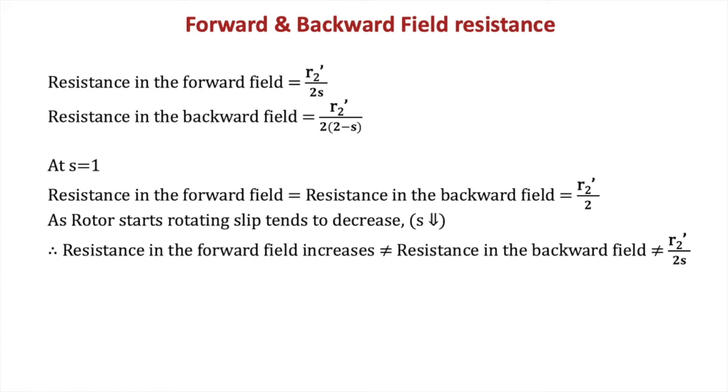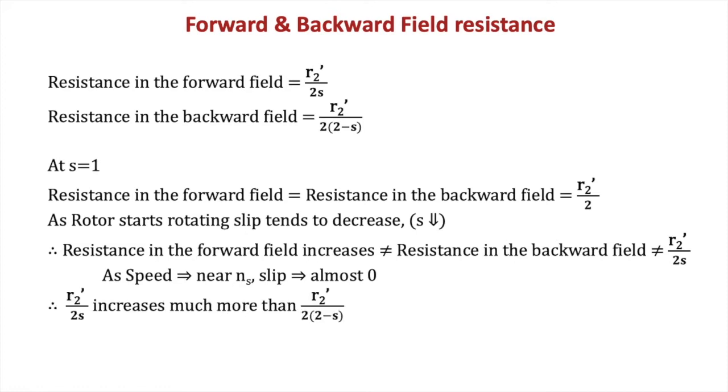But as the rotor starts rotating, the slip tends to decrease and the resistance in the forward field is not equal to the resistance in the backward field, that is R2 dash by S, the slip dependent term. So as the speed is almost near to the synchronous speed, slip will be almost equal to 0 and therefore R2 dash by 2S increases much more as compared to R2 dash by 2 into 2 minus S because your slip will be tending to 0, therefore the resistance will increase and the forward EMF is much greater than the backward induced rotor EMF.